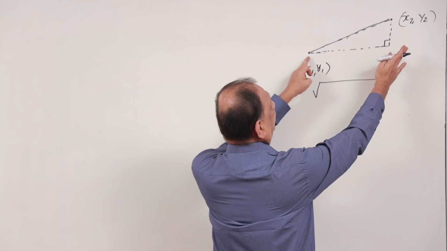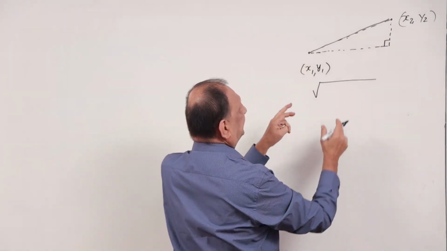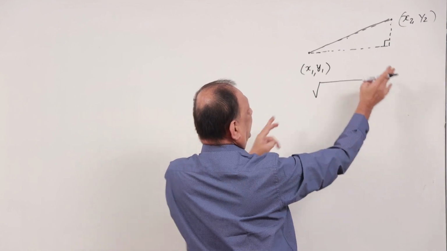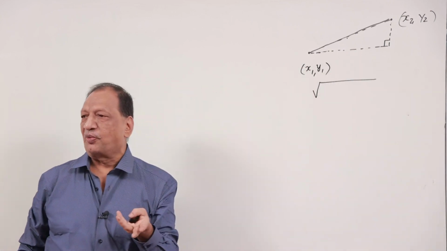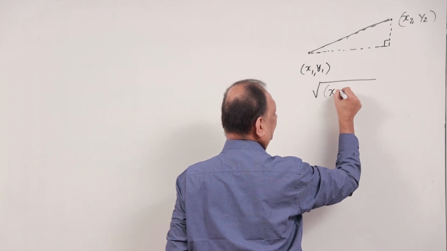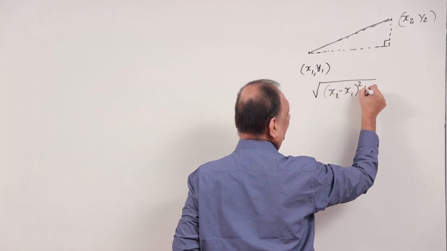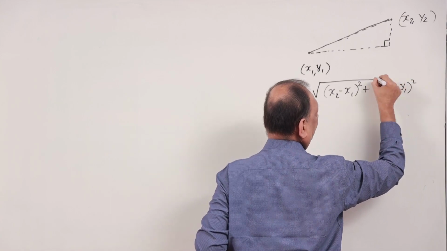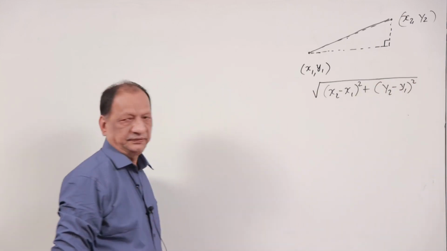And what is this distance? It is the distance of point 2 from origin, x2, minus the distance of point 1 from origin, which is x1. So, the square root of x2 minus x1 whole square plus y2 minus y1 whole square. Correct?